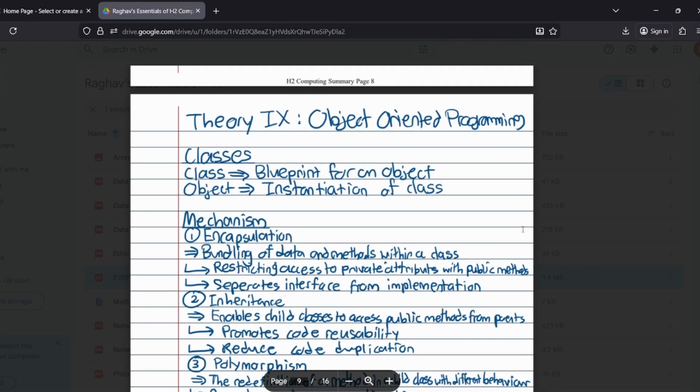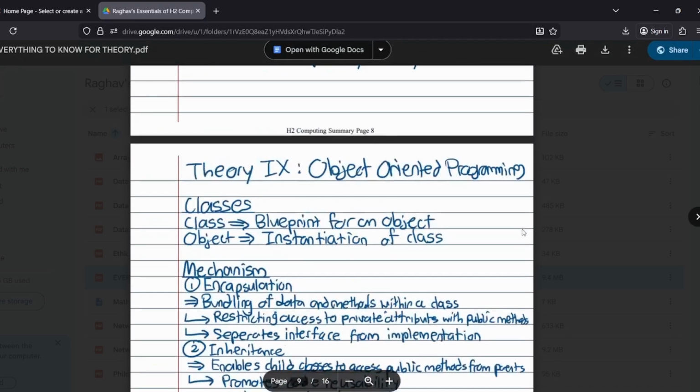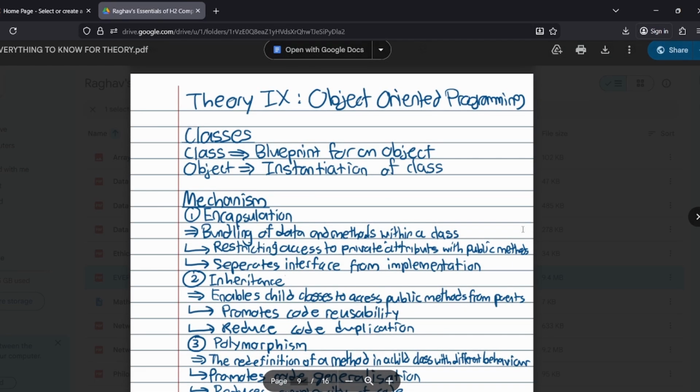Moving on to IX. Is this 8? Might be 8, I think. Or is it something else? I don't know. No, it's 9, right? No, I don't know. Oh, it's 9. Yeah, it's 9. So then we have object-oriented programming.